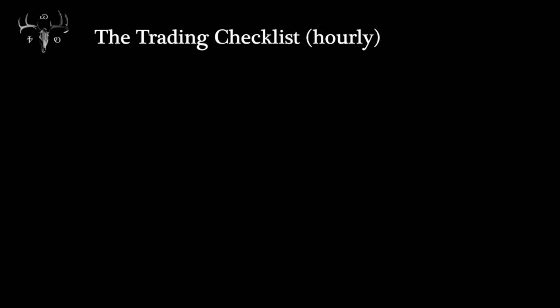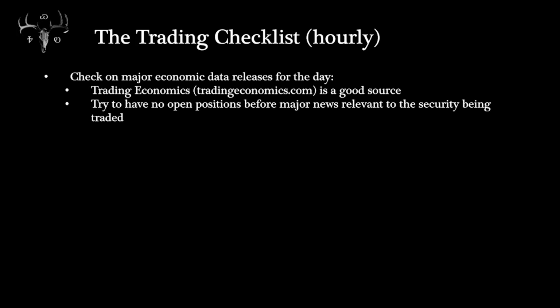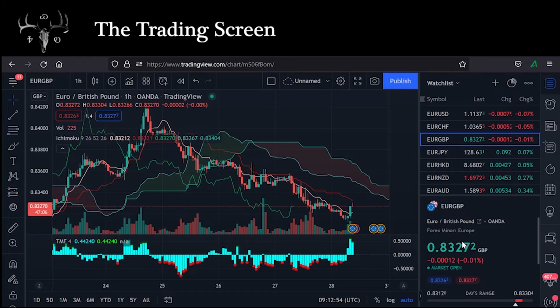This is assuming we're trading an hourly chart. It's the exact same checklist if you're trading a daily chart, just with one slightly different step, which will become obvious later. So where I like to start my day is checking on major economic data releases for the day. For that, I use tradingeconomics.com. And I have a look to see if there are any things that are marked in red there. TradingView will also show you things of interest.